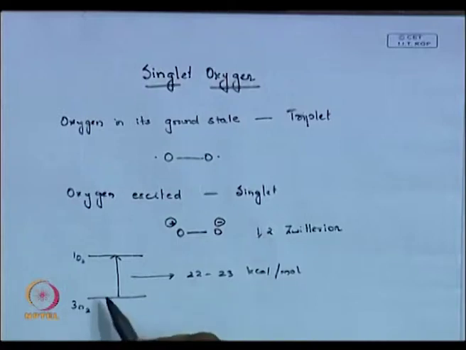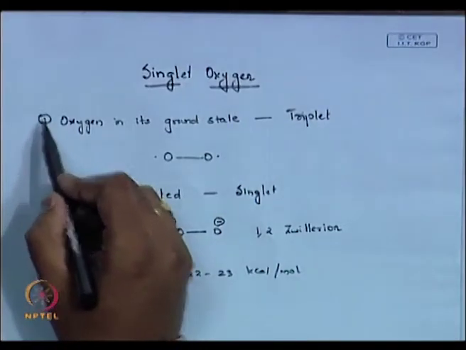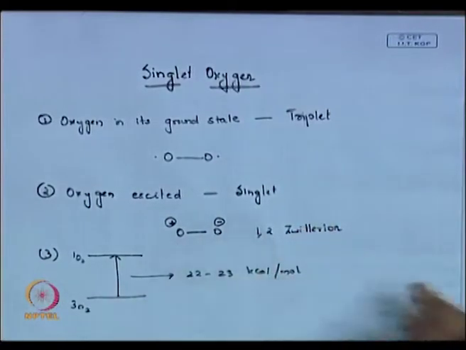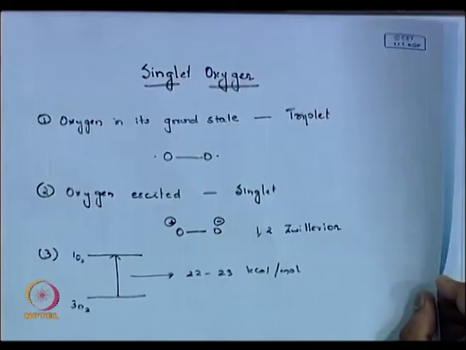You will know why this is important when I take the application. Okay. So, basically oxygen's ground state is triplet, do not forget that. Once you excite it, it becomes singlet, that acts more like a 1,2 zwitterion. The energy gap between your singlet and triplet is roughly around 20 to 23 kilocalories per mole.